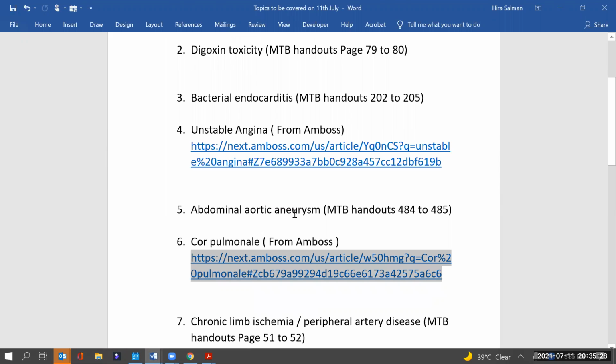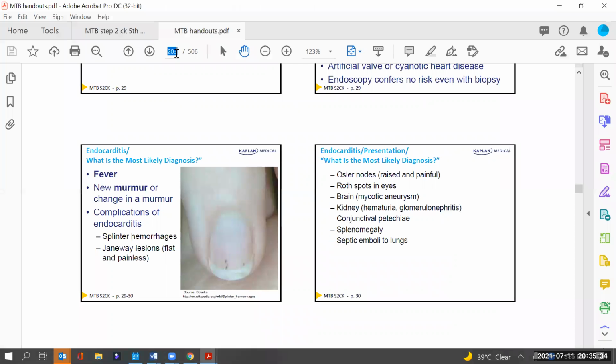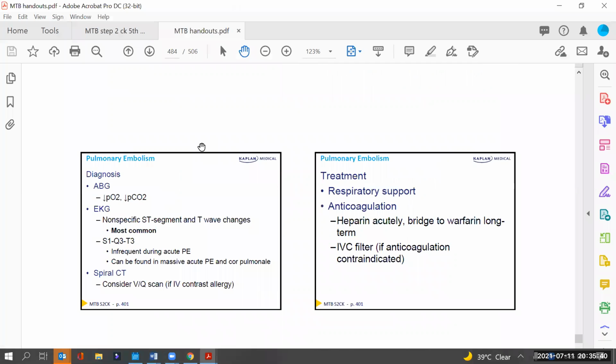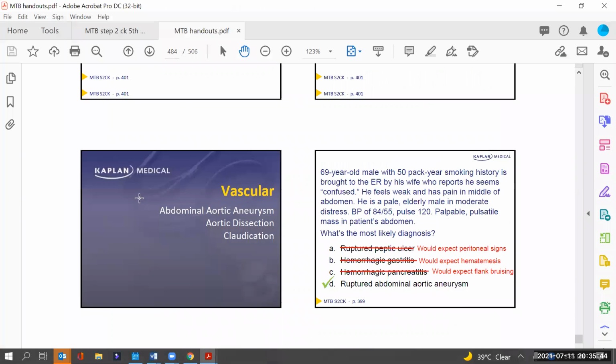Okay, abdominal aortic aneurysm, we will go to page number 484. A very important topic, abdominal aortic aneurysm. Every time we are seeing recalls on this topic. Here is abdominal aortic aneurysm.